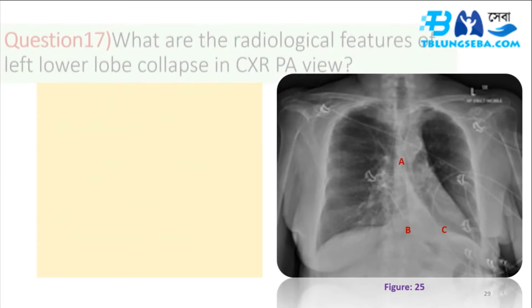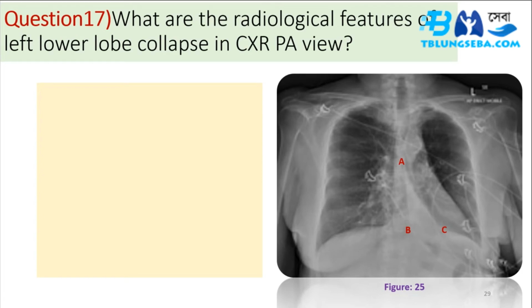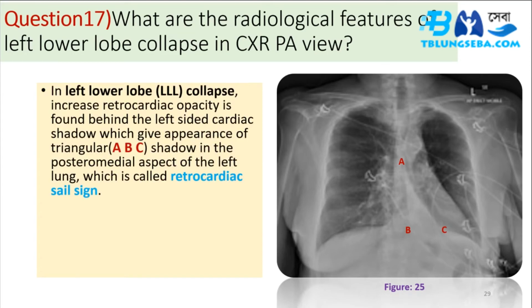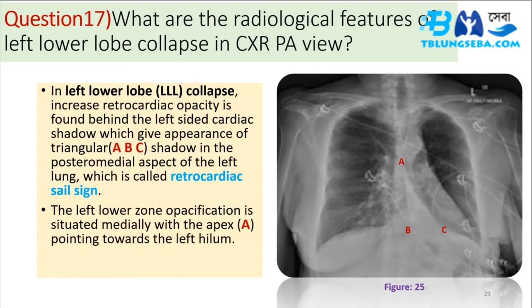Question 17. What are the radiological features of left lower lobe collapse in CXR PA view? In left lower lobe, LLL, collapse, increased retrocardiac opacity is found behind the left-sided cardiac shadow which gives the appearance of a triangular ABC shadow in the posteromedial aspect of the left lung, which is called retrocardiac sail sign. The left lower lobe's opacification is situated medially with the apex, A, pointing towards the left hilum.